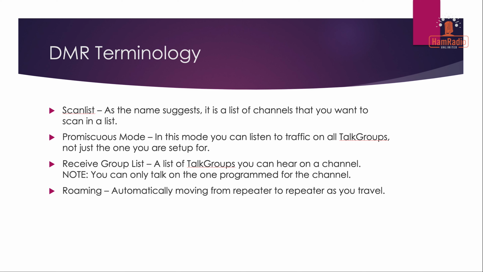And then there's another thing on the channel. We'll walk through all this in the channel configuration, by the way. It's called a received group list, and this is probably one of the most confused things I've seen in DMR programming. It's a list of talk groups that you can hear on a channel. But the thing is, you can only talk on the channel that it's programmed for. So let's say you're on Maryland and you've created this received group list that includes like three or four or even more possibly talk groups.